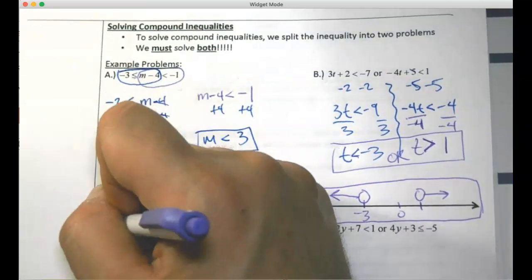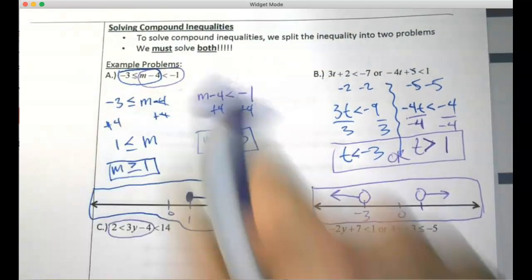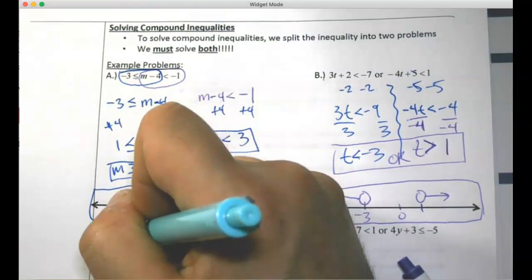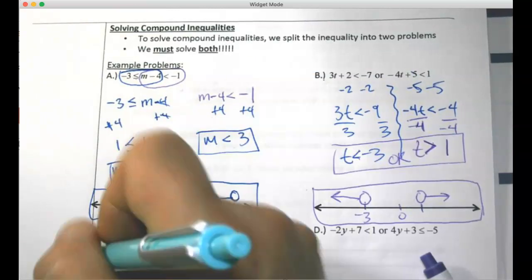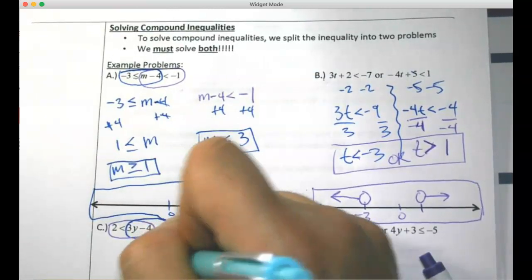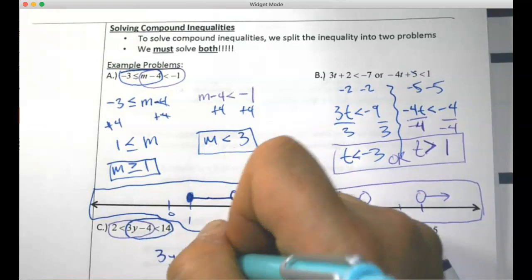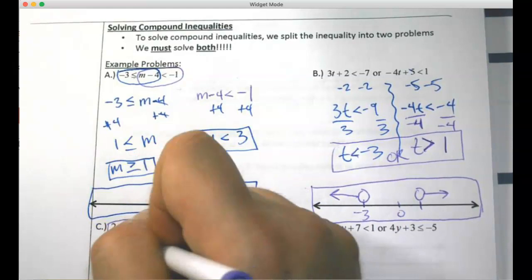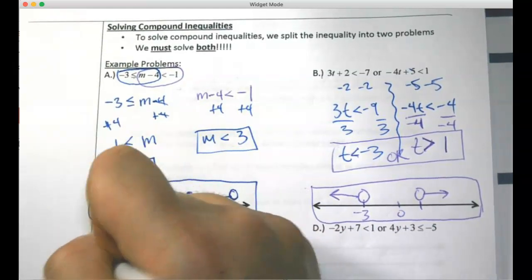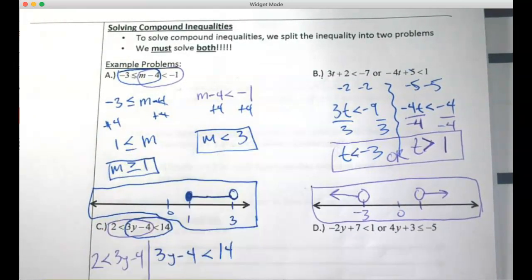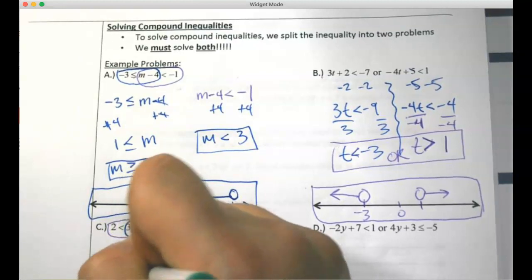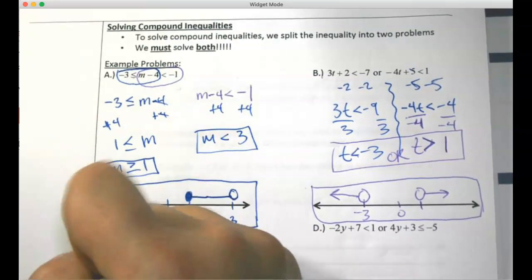Next one, I want to split that into two separate inequalities, right? So I'm just circling them right now. The first one is, or I'm just going to write the second one. The second one is 3y minus 4 is less than 14. The first one is 2 is less than 3y minus 4. Remember, when I solve these, I'm going to end up with the same steps for solving. I'm going to add 4 on this one. So 2 plus 4 is 6.